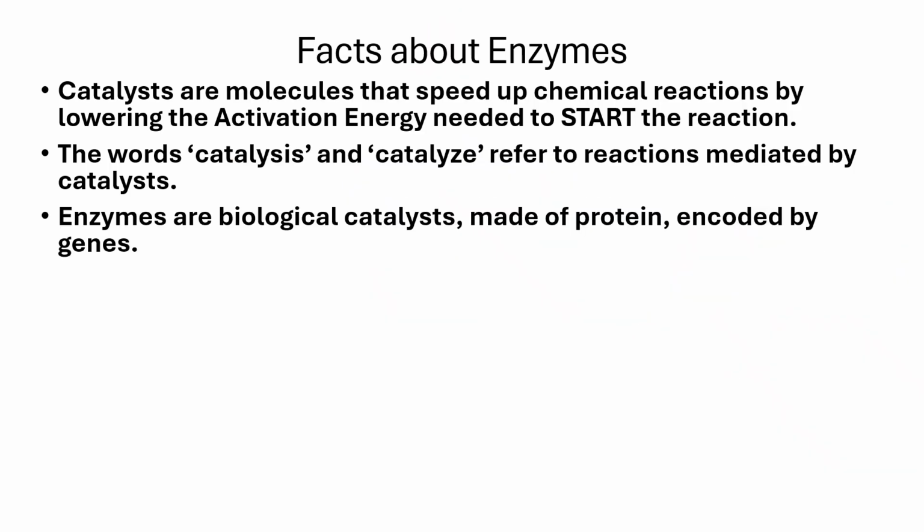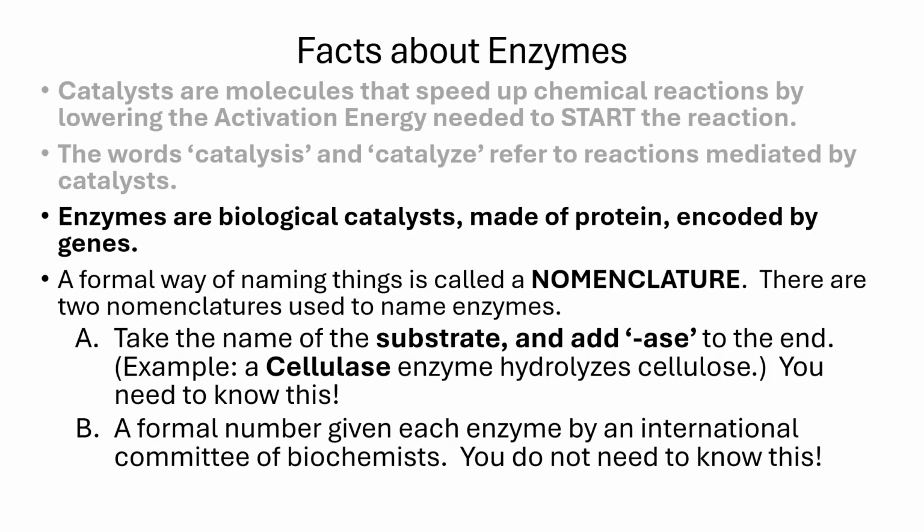Now, enzymes, of course, are biological catalysts. So biological catalysts are catalysts that are made of protein, and proteins are encoded by genes. Of course, genes only encode proteins. Proteins are the only macromolecule that are encoded by genes. And we have quite a lot in the human genome. Many thousands of enzymes are encoded in the human genome.